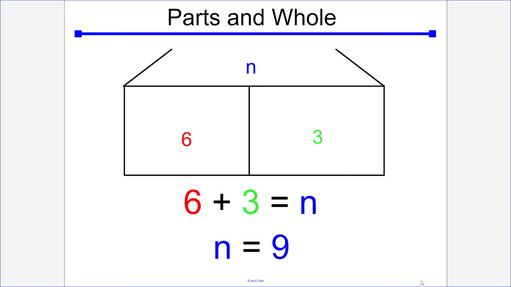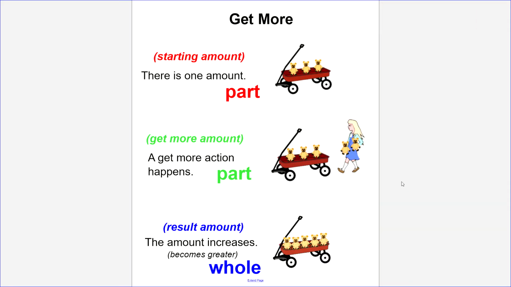Awesome job, third grade. Let's talk a little bit more about get more problems. In a get more problem, there is one amount. You already know that. We call this amount the starting amount because it's the amount that you start with. The starting amount in a get more problem is a part. Then you know that in a get more problem, an action happens. We call this the get more amount. The get more amount is also a part.